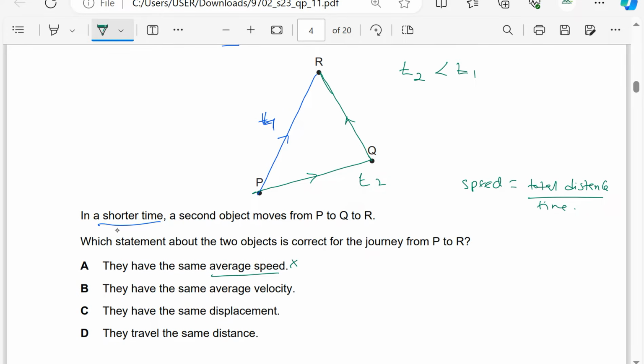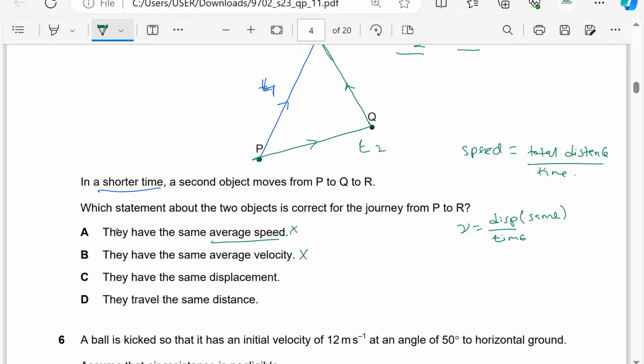Then, they have the same average velocity. For velocity, the displacement is the same because displacement is the shortest distance between the initial point and the final point. The displacement is the same, but the time is not the same. The velocity is going to be the displacement divided by the time. But remember, the time is not the same. T2 was less than T1. So it means the velocity is not the same. So that is also out.